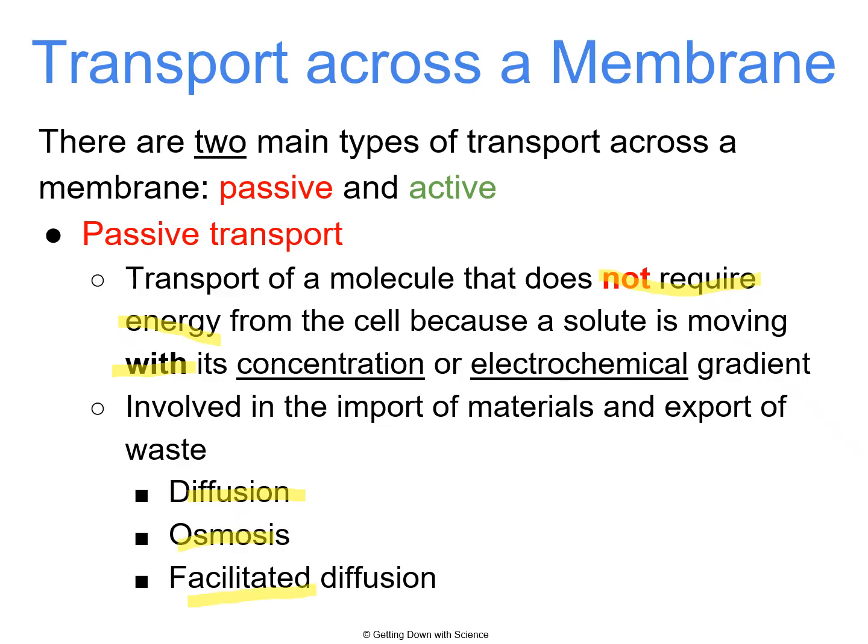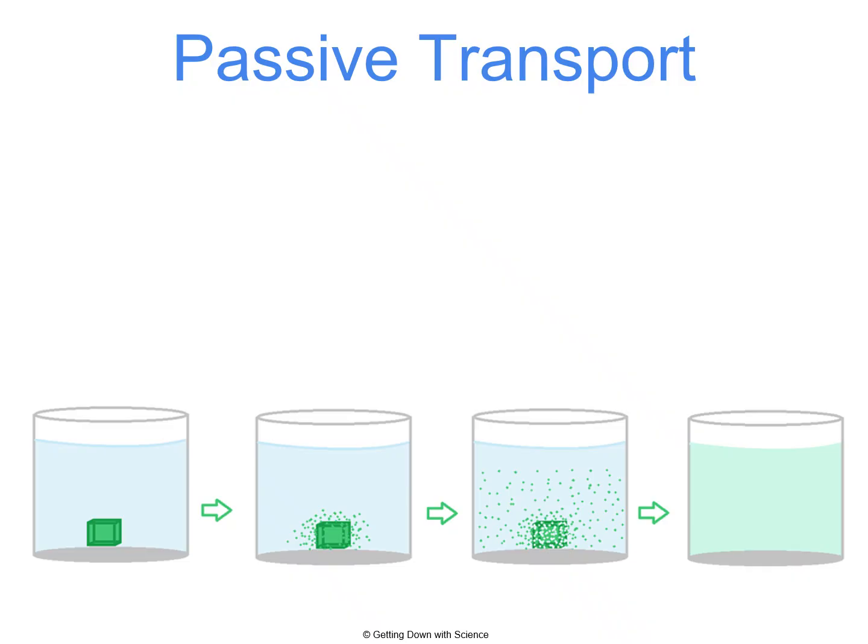So those are our three types. All right, let's discuss each type of passive transport briefly. So we're going to start off with diffusion. Now, all types of passive transport are described as diffusion, and diffusion is pretty much the movement of particles without the need of energy from high to low concentration.